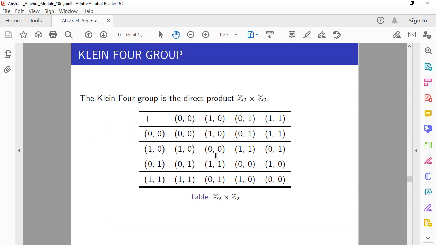All right, here is the Klein 4 group. It is the direct product of Z2 and Z2. So Z2 and Z2, so there are 4 elements here: 0, 0, 1, 0, 0, 1, 1, 1. And here is the group table for this group. So this is known as the Klein 4 group.